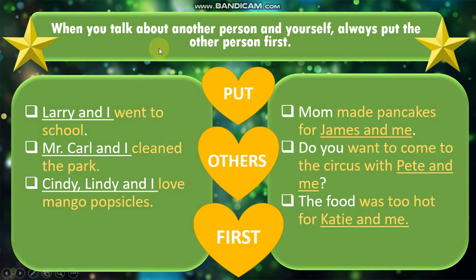When you talk about another person and yourself, always put the other person first. See, English grammar rules also enforce good manners here. Put others first. You always think about others before you think about yourself. So even when writing, you're going to follow this rule. When you have another person in the sentence, you put that person before yourself. When I'm using I, I follow the same rule. When I'm using me, I am also going to follow the same rule, putting others first.